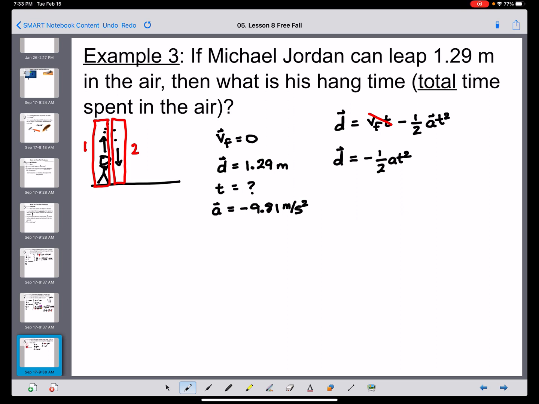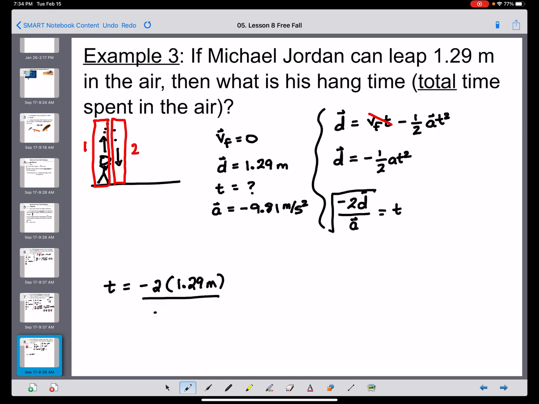Okay, so let's solve for time. So again, we're going to multiply both sides by actually -2 this time because I want to get rid of the negative 1/2. So negative 2D. I'm going to divide by A now and square root, and now that's going to be equal to T. And so I'm going to put my numbers in down here just because I'm running out of room. So T is -2 times 1.29 meters over -9.81 meters per second squared.